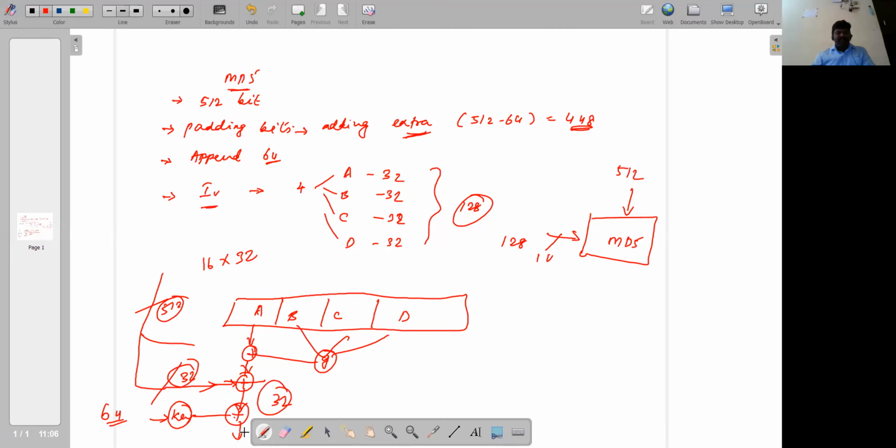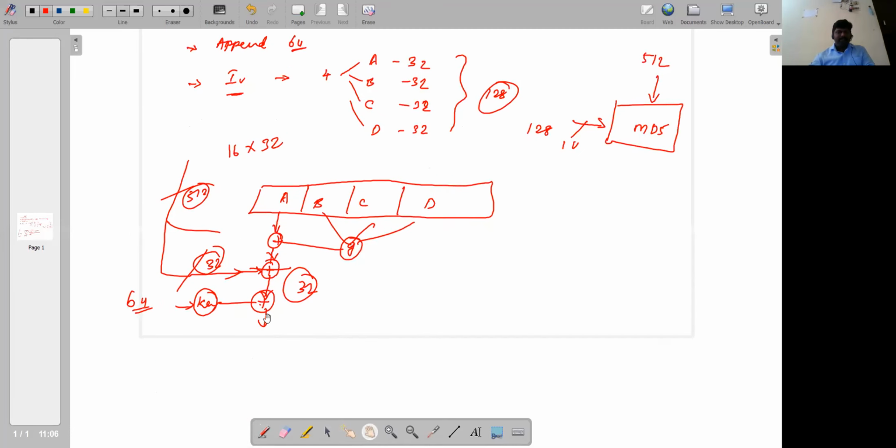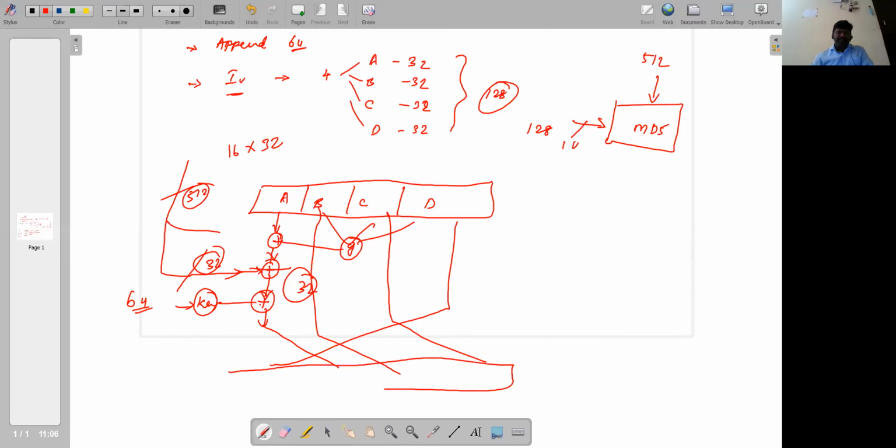Now this 32-bit value is swapped to the next value. So the A value will come to B, the B value will come to C, the C value will come to D, and the D value will come to A. So this is a single step operation.